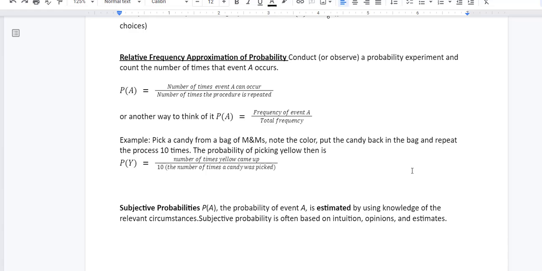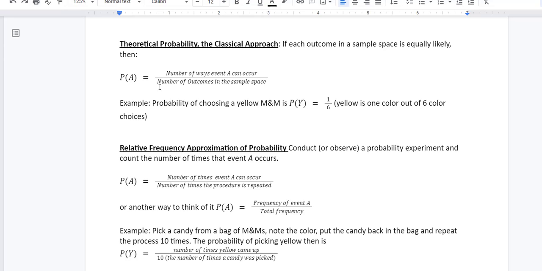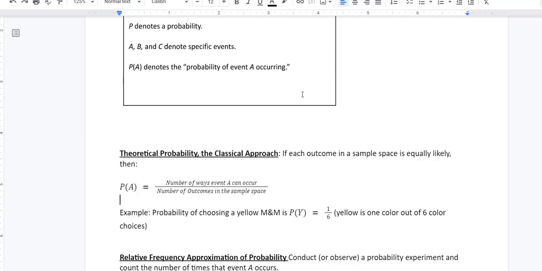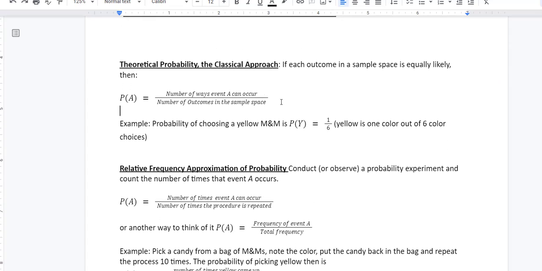So it's a little bit different than the classical approach, right? In the classical approach, we're looking at the number of outcomes in the sample space. Let's go back to where we listed the sample space: green, red, yellow, brown, orange, blue. The probability of picking yellow when you choose one candy is one color out of the 6 colors. That is the classical probability: the number of ways an event can occur. There's only one way to get yellow out of 6 colors in the sample space.